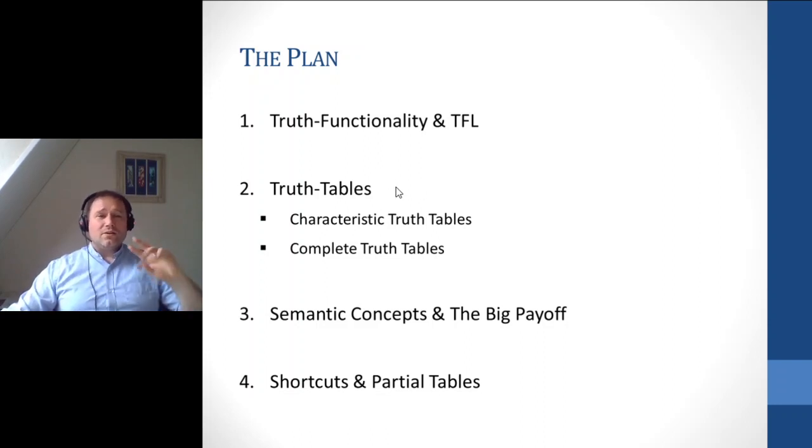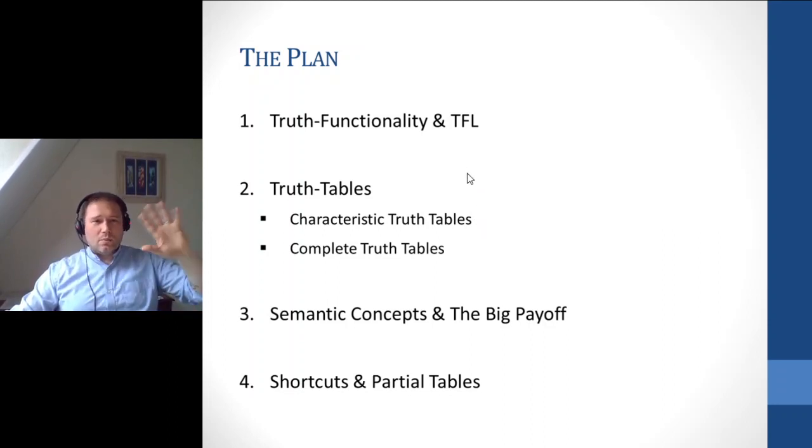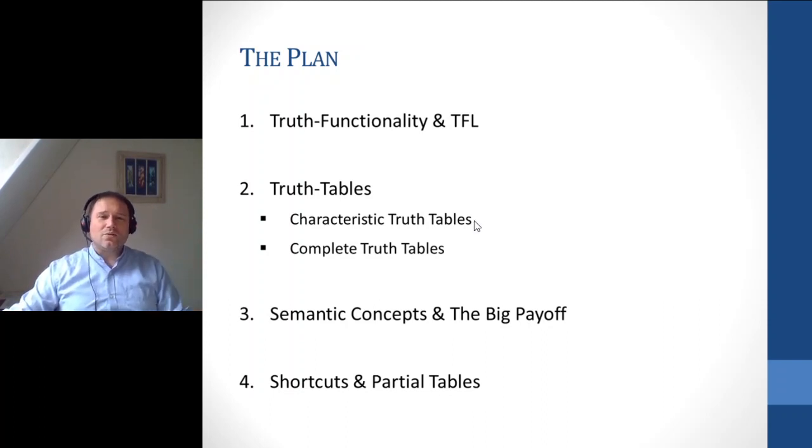So what we're going to have here is actually 2 videos. First, we'll talk through the characteristic truth tables for each connective in TFL. If you remember, there's 5 connectives, so there's 5 characteristic truth tables. Then we're going to talk about complete truth tables. And complete truth tables are basically going to be truth tables for any TFL sentence or any collection of TFL sentences. Basically, it's stitching all of the stuff with characteristic truth tables together to get us the full-blown machinery.